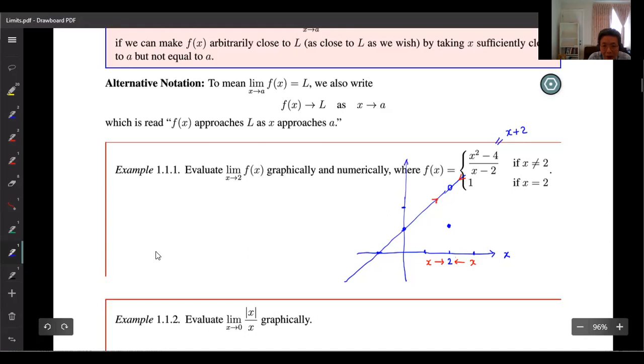If you look at the value of the function y, did I graph correctly? Let me see. Actually, it's not in scale, because this is a 2 and this is the 3. Sorry about that. It's not in scale. But I can see the function value actually approaches 4. Yeah, approaches 4.